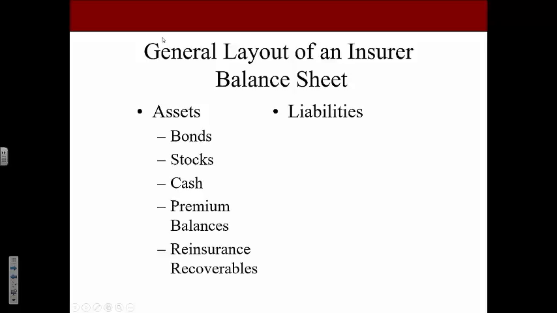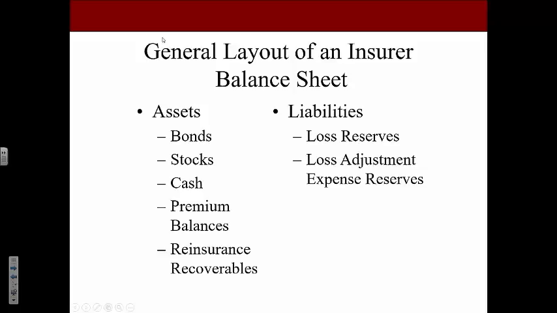Then the liability side, loss reserves. This is the amount of liability that is set aside by an insurance company for losses that have occurred but have either not been reported or been paid but not been paid enough. Similarly, loss adjustment expense reserves for losses that have occurred but have not been completely settled, and unearned premiums. This might also be the largest liability for an insurance company.